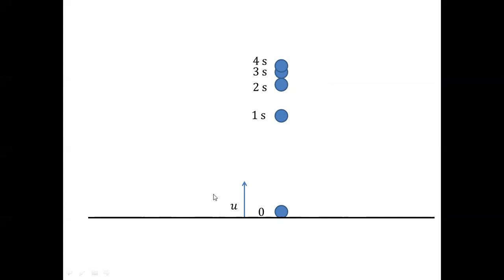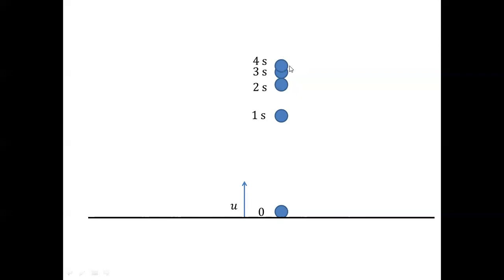Notice that the acceleration is directed down and the velocity is directed up. They are in opposite directions. When velocity and acceleration are in opposite directions, the object slows down. And that's the reason why the additional distances covered by the object won't be equal.